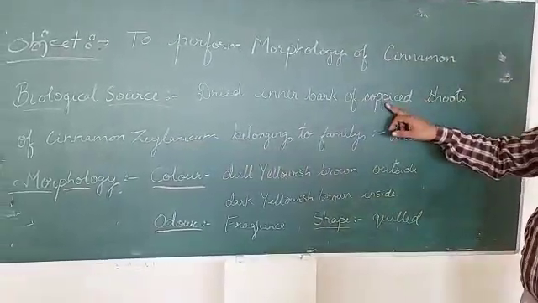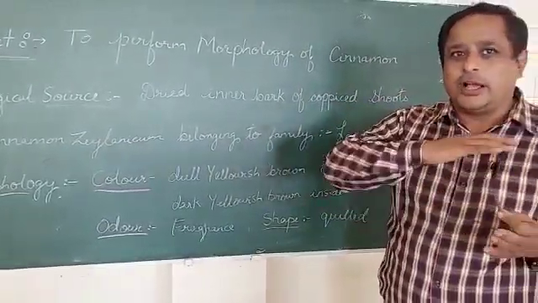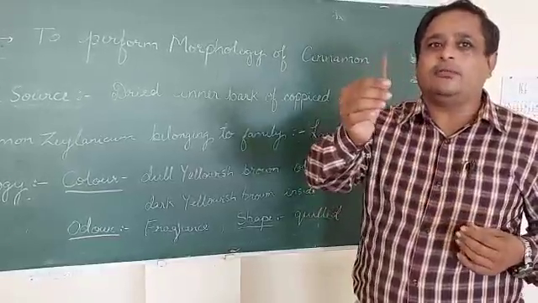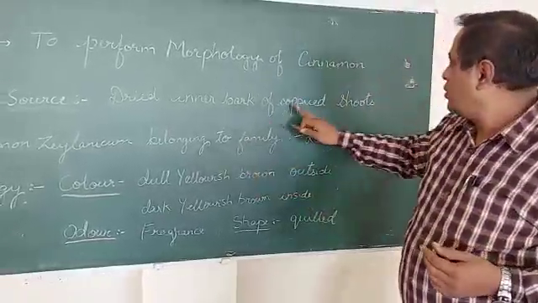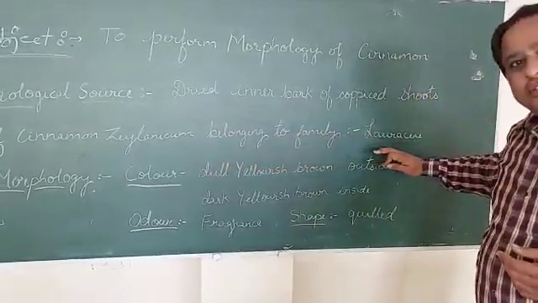What is the meaning of coppiced? Coppiced is when we cut the shoots again and again for the better yield of our bark. So it is the coppiced shoots of Cinnamomum zeylanicum belonging to family Lauraceae.